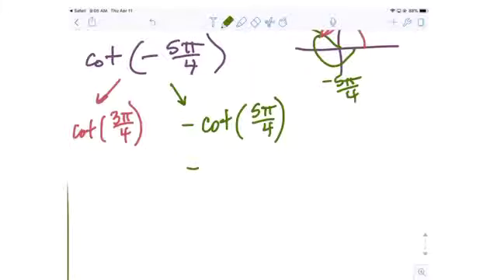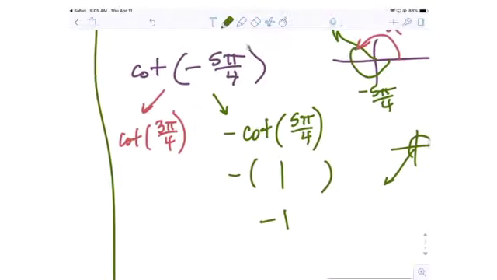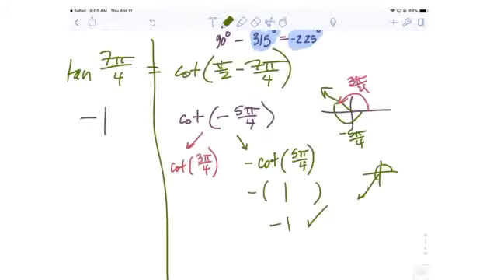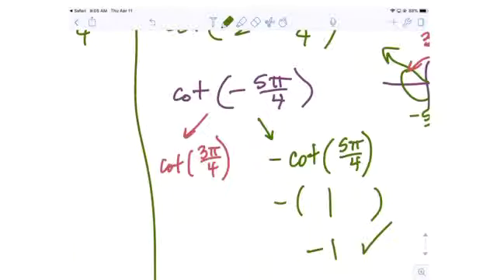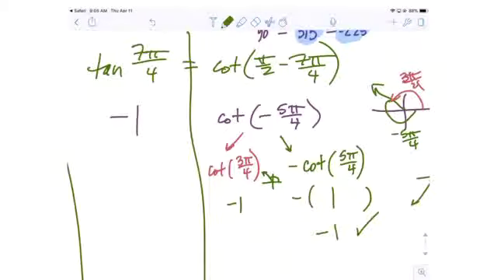I got negative right here. What is cotangent of positive 5 pi fourths? Positive 5 pi fourths would be over here. What's cotangent of positive 5 pi fourths? 1. So we end up with negative times 1, which is negative 1, which works on the left side, so check. Or we could have chosen just to do cotangent of 3 pi fourths, which is over here, where that's also negative 1. So look at this. We got negative 1 equals negative 1 equals negative 1.